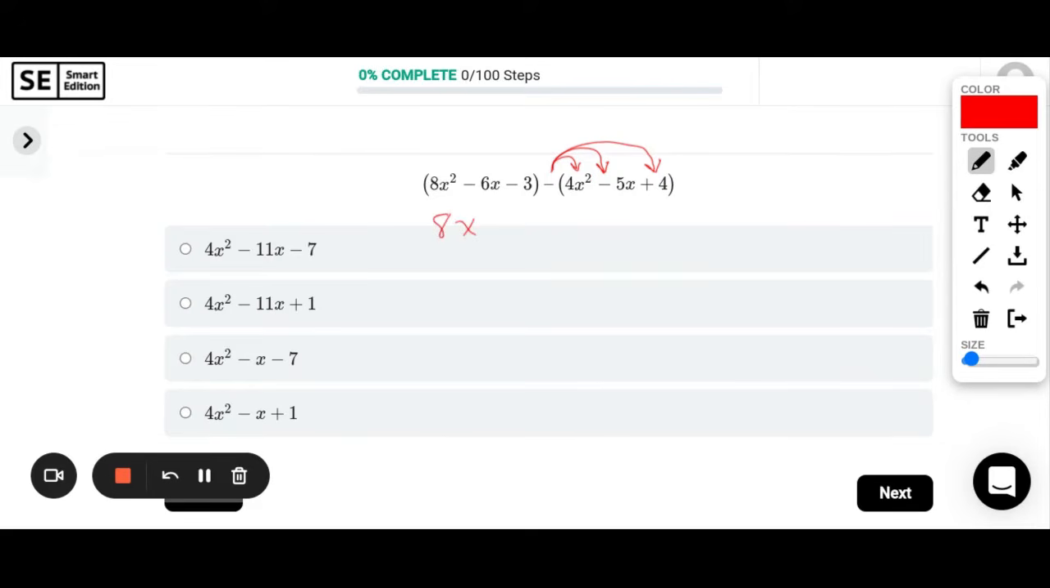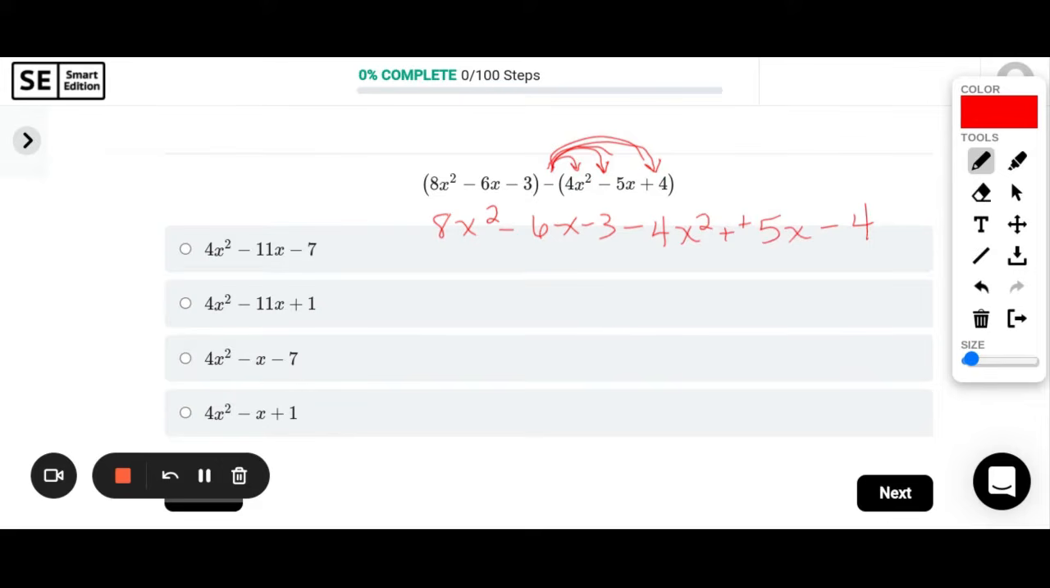So what I have here, 8x squared minus 6x minus 3. Now I'm going to subtract 4x squared. I'm going to subtract negative 5x, which is really, subtracting a negative is really just adding. And then I'm going to subtract 4.